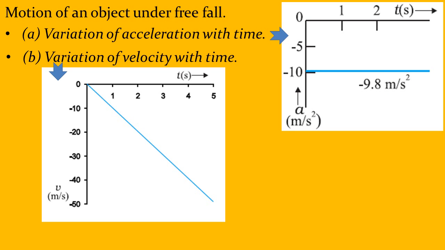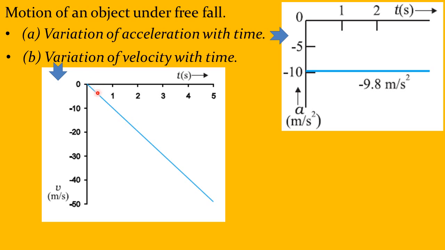Second is the variation of velocity with time. We have already seen the velocity time graph, isn't it? What does a straight line indicate about the nature of acceleration? It means that the acceleration is constant. And also this shows how velocity is changing with time.